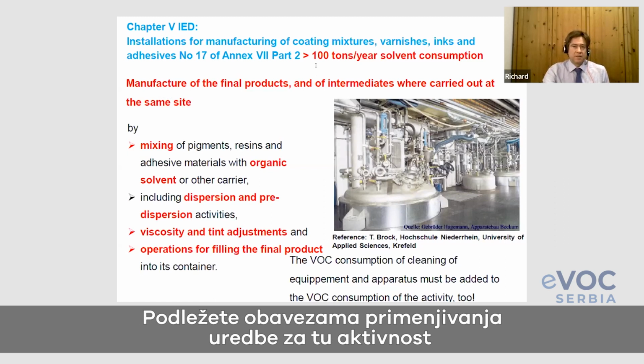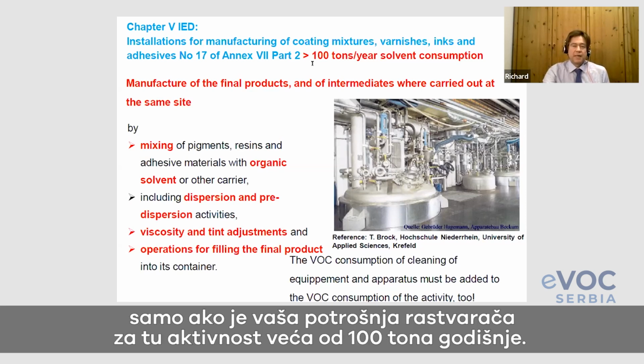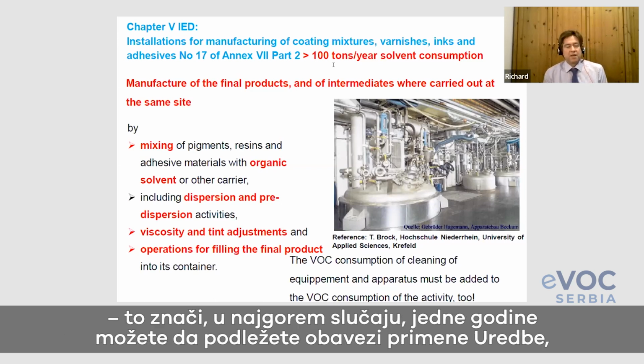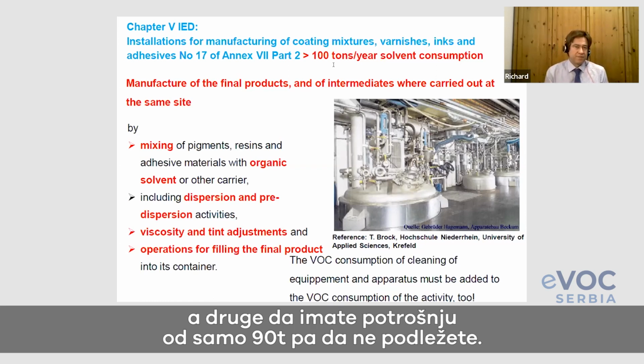And what you see, you are only under the scope of that activity if your solvent consumption, I will explain what it is, is larger than 100 tons per year. That 100 tons per year, in that case, means the annual value. It is not the installed capacity, it is what you really do. So maybe in the worst case, in 1 year, you can be under the scope, and maybe if, for example, you have then only 90 tons in 1 year, you will be out of the scope.